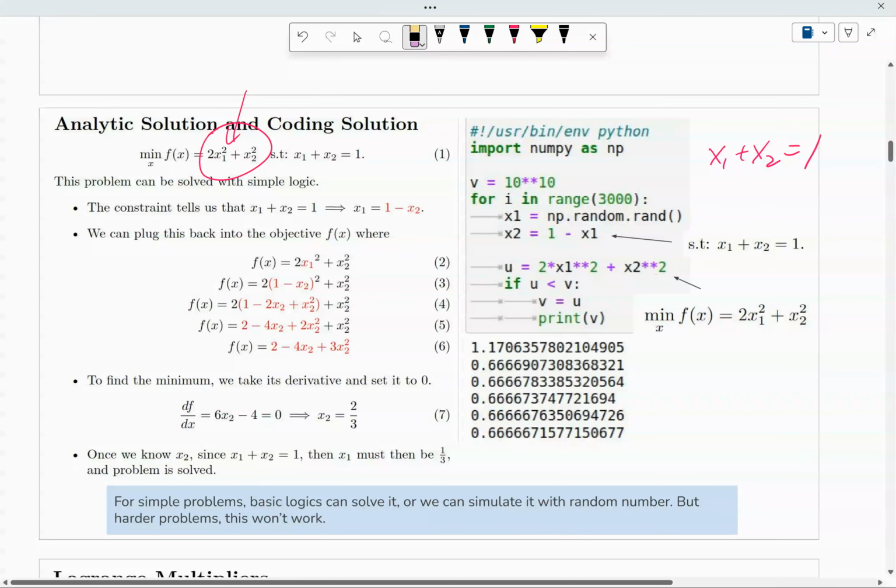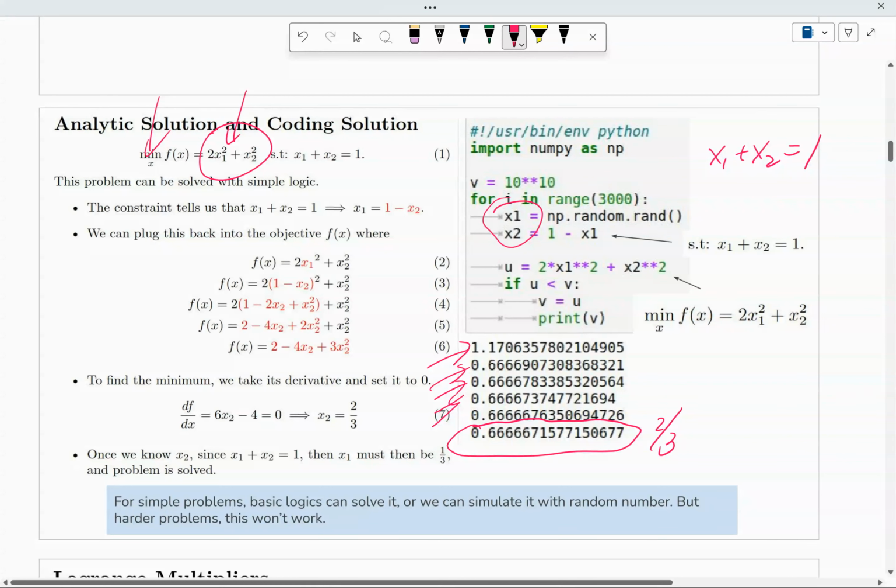If this value is less than the previous one, where I start with some very large number, since we're trying to minimize and constantly looking for a lower one, then I'll print out the result. So what it's saying is that we're just randomly picking x1, x2, and we keep the one that gives us a lower and lower result. You can see every single time I print it out, the result gets lower, and the final result is approximately 2/3.